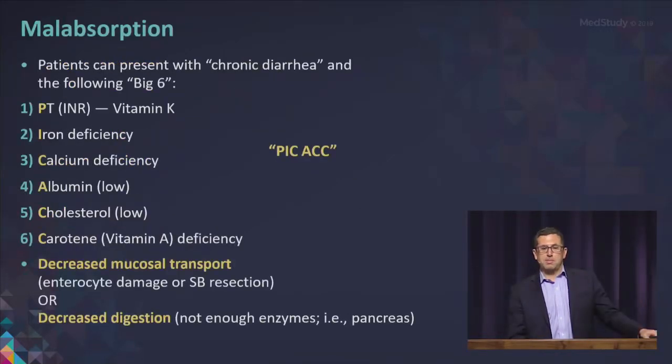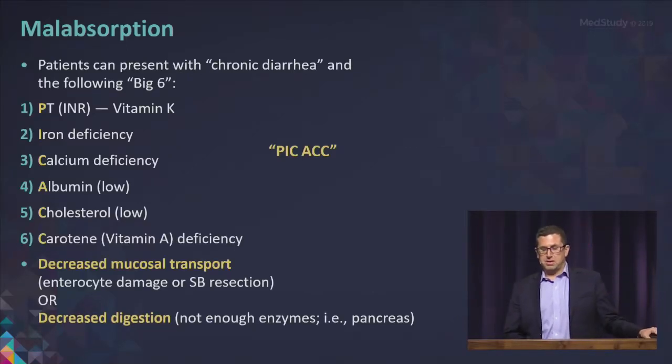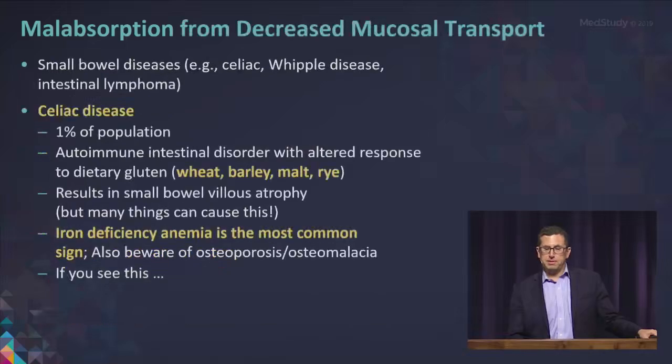All right, so we're going to talk about malabsorption. So in malabsorption, patients present with chronic diarrhea and a variety of other manifestations, including elevated INR, iron deficiency, calcium deficiency, low albumin, and others. There are really 2 main categories of malabsorption, or 2 ways to think about it. There's decreased mucosal transport, which could be either due to enterocyte damage or small bowel resection, or there could be decreased digestion, so not enough enzymes, for example, in pancreatic insufficiency.